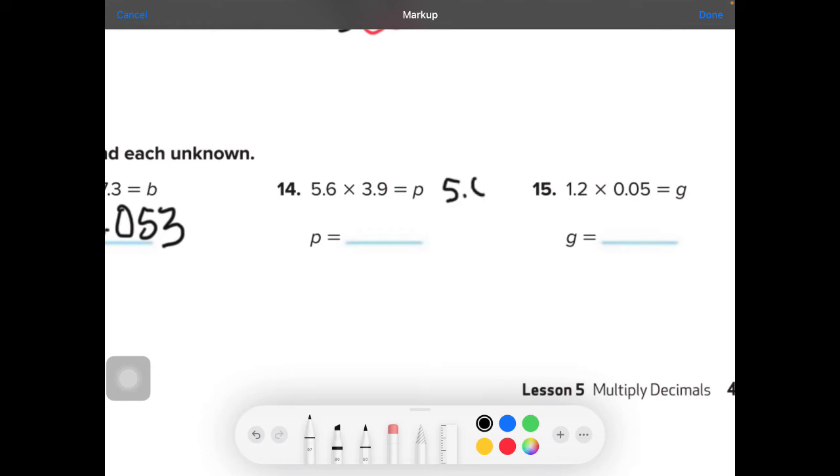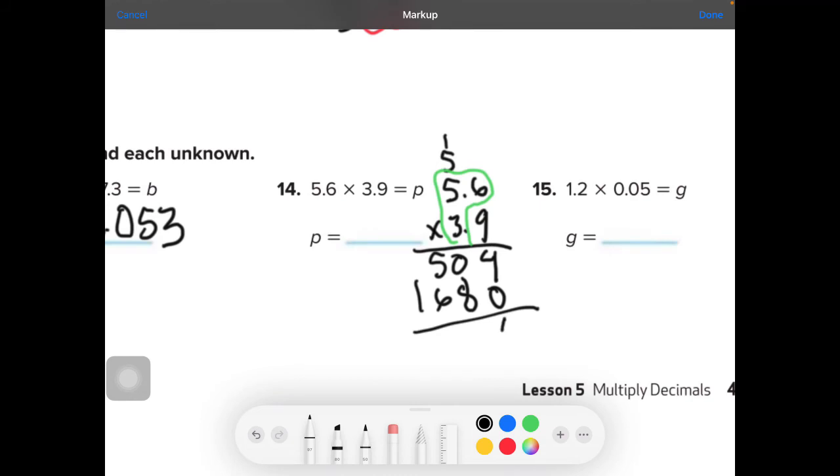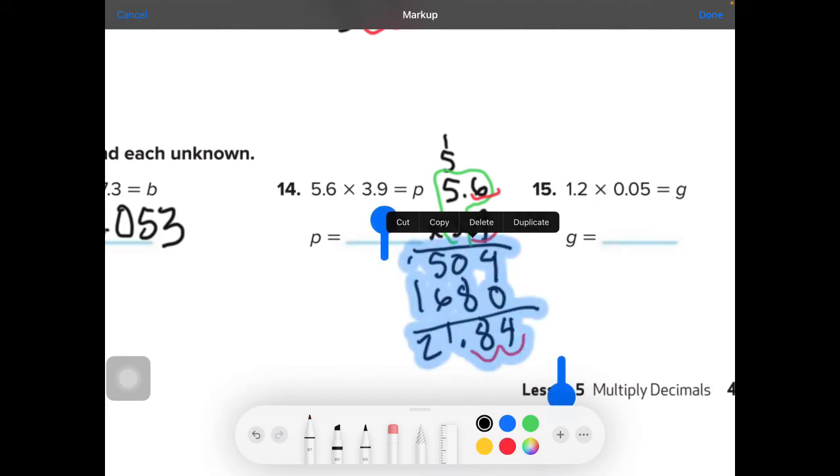Number 14. 5.6 times 3.9. All right, 9 times 6 is 54. 9 times 5 is 45, plus 5 is 50. 3 times 6 is 18. 3 times 5 is 15, plus 1 is 16. 5 plus 6 is 11. And we're going to count a place value there and a place value there. So 1, 2. Our answer is going to be 20.